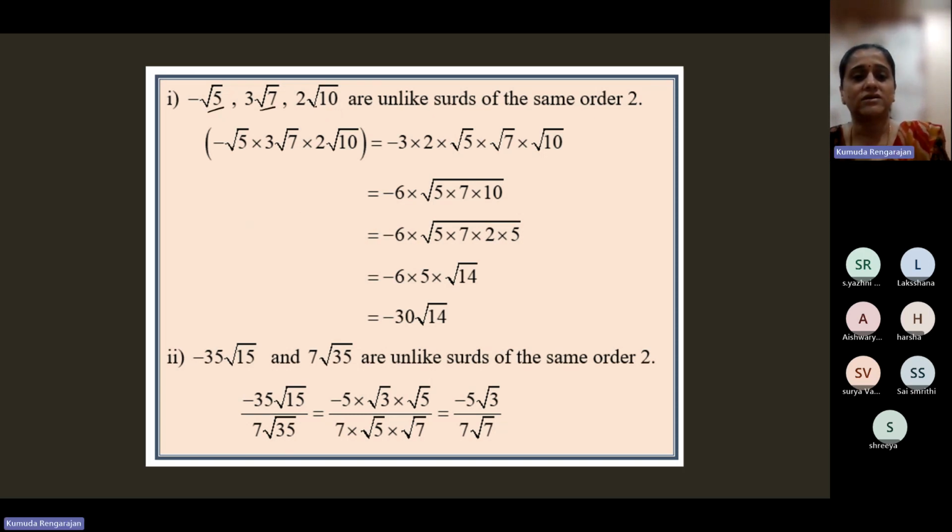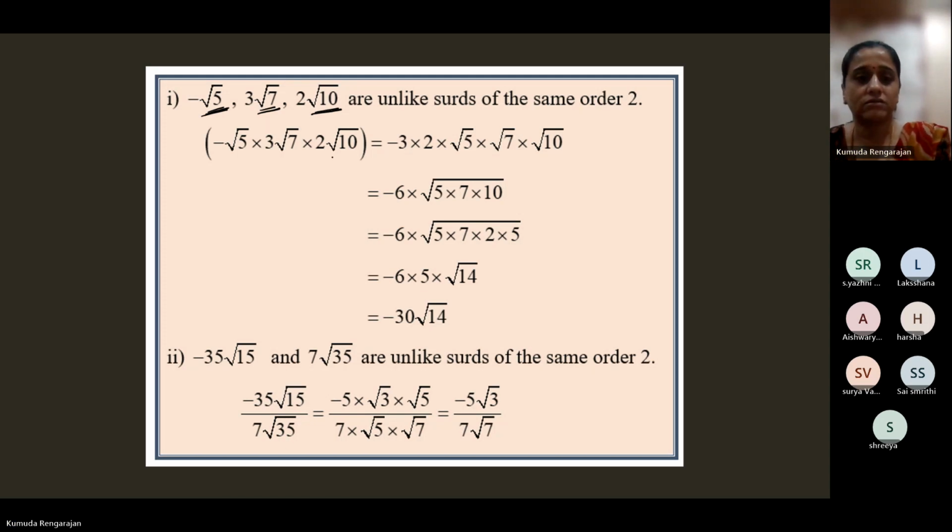So these are unlike surds, because the irrational factor is different. This is square root of 5, this is square root of 7, this is square root of 10. So you cannot add or subtract them. But you can multiply them. So to multiply, see.